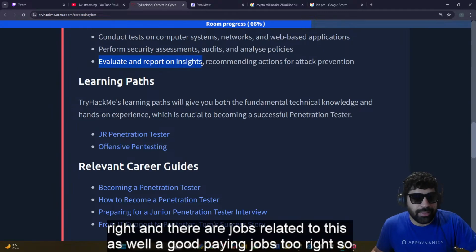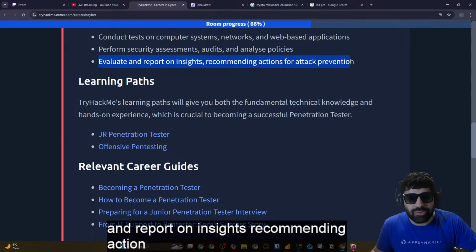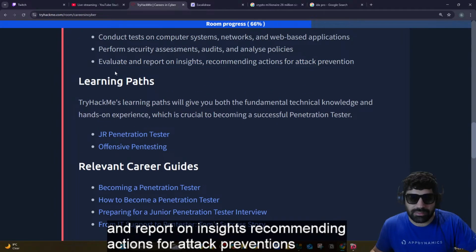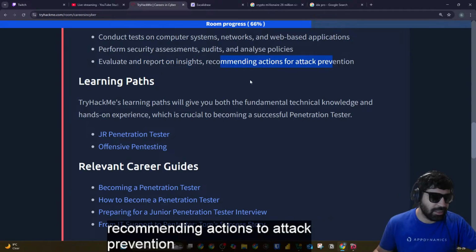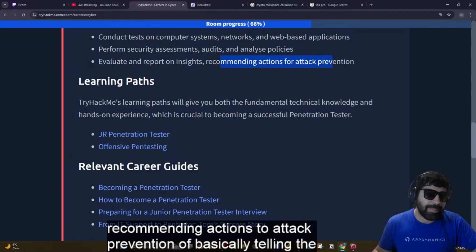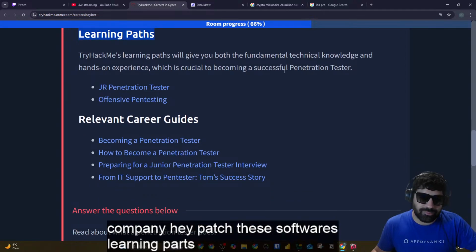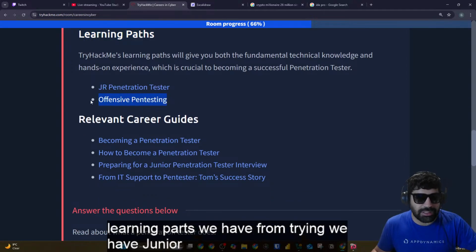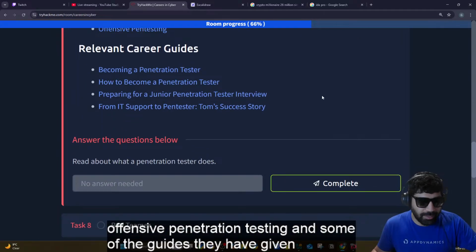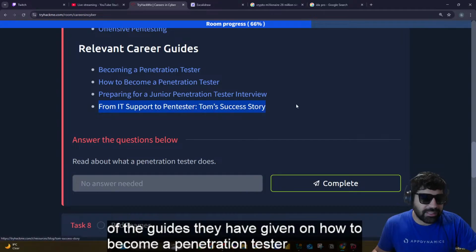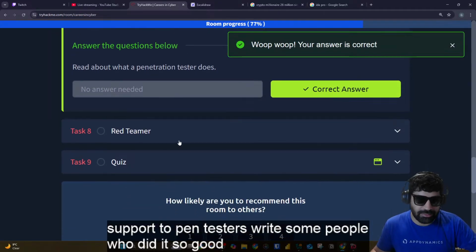So, evaluate and report on insights, recommending actions for attack prevention, or basically telling the company, hey, patch these softwares. Learning paths we have from TryHackMe: junior penetration tester and offensive penetration testing, and some of the guides they have given on how to become a penetration tester, from IT support to pen testers. Some people who did it. So good, inspiring things, honestly.